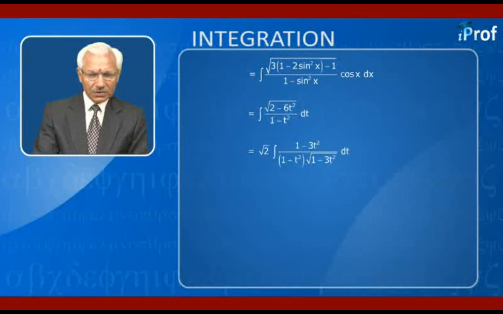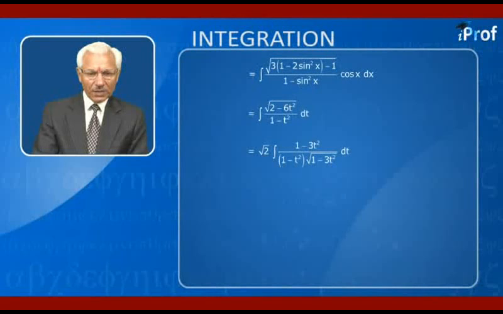That is the integral of square root of (2 minus 6t square) upon (1 minus t square) into dt, which can be written as root 2 times the integral of square root of (1 minus 3t square) upon (1 minus t square) dt. We have rationalized the numerator.